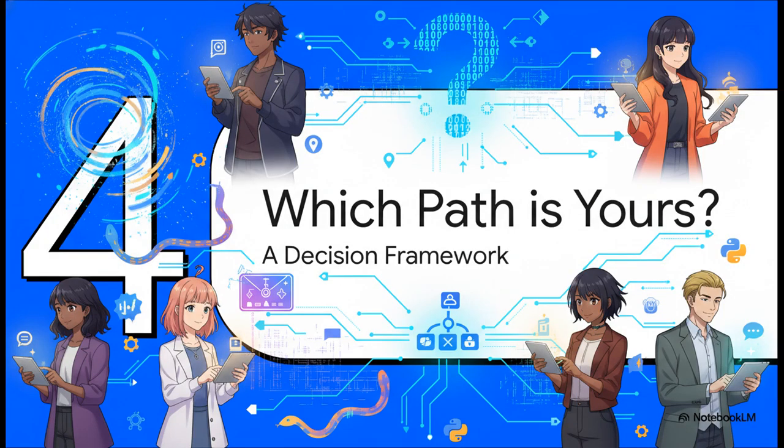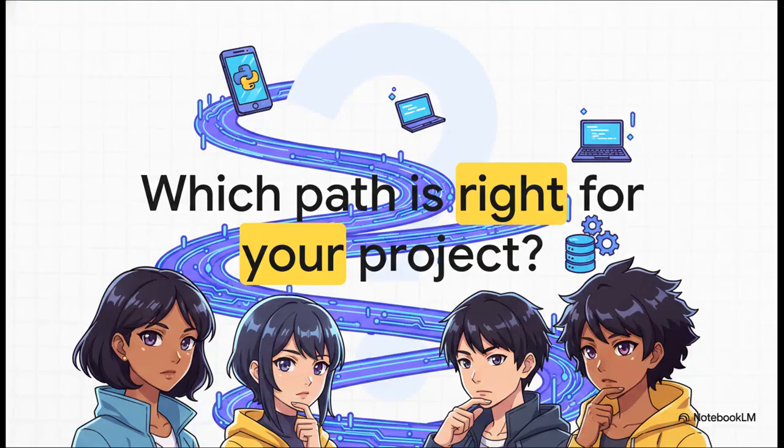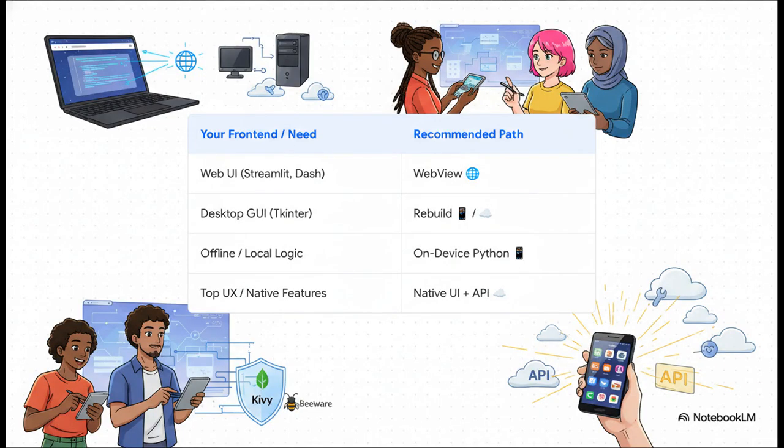Okay, so we've laid out the 3 main paths. Now comes the most important question. How do you actually choose the right one for your project? Let's break it down and make this really practical. We can pretty much map out a clear recommendation based on what you already have. Think of this as your decision-making cheat sheet.